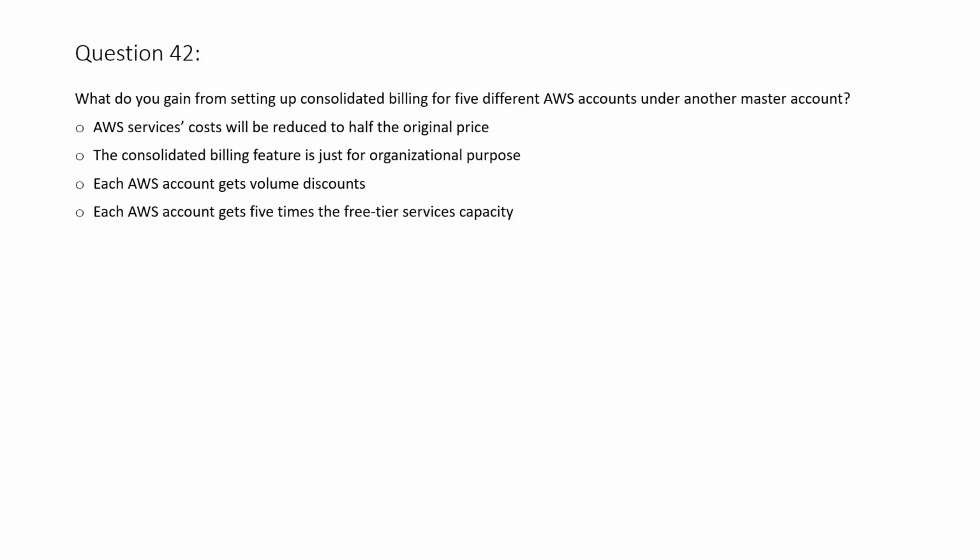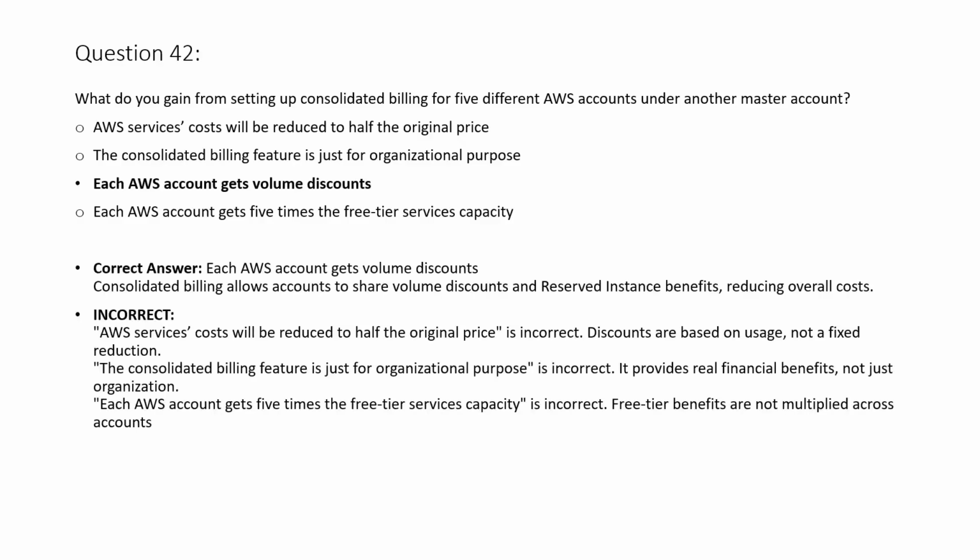Question 42. What do you gain from setting up consolidated billing for 5 different AWS accounts under another master account? Option A, AWS services cost will be reduced to half of the original price. Option B, the consolidated billing feature is just for organizational purposes. Option C, each AWS account gets volume discounts. Option D, each AWS account gets 5 times the free tier services capacity. So the correct answer is each AWS account gets volume discounts.